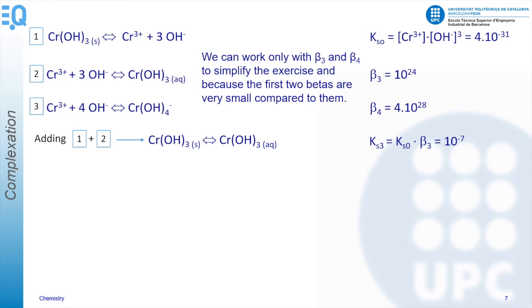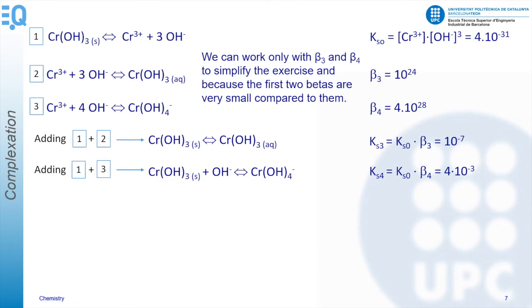The chromium 3 and hydroxides can be eliminated, and we have the change from solid chromium hydroxide to aqueous coordination complexes. The constant is then Ks3, which is the product of the solubility constant and beta 3. If we add equations 1 and 3, 3 of the 4 hydroxides are eliminated, and we are left with chromium hydroxide plus 1 hydroxide ion, which gives the tetrahydroxychromium 3 complex, with constant Ks4 being the solubility constant multiplied by beta 4.